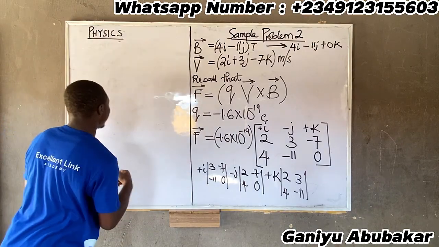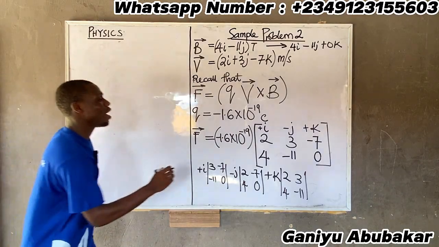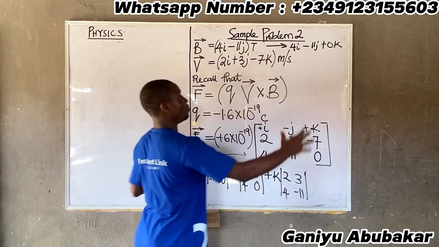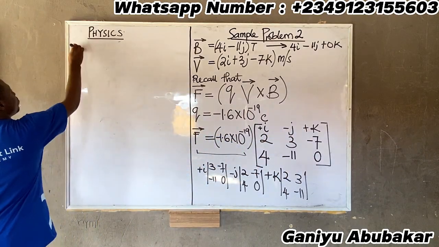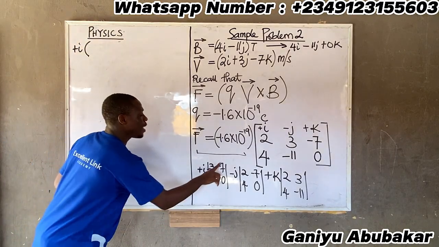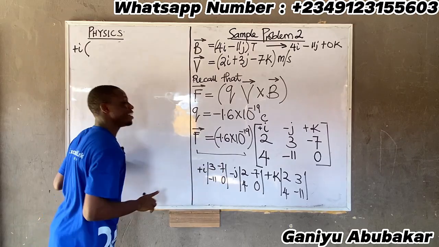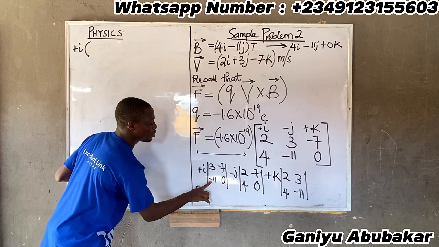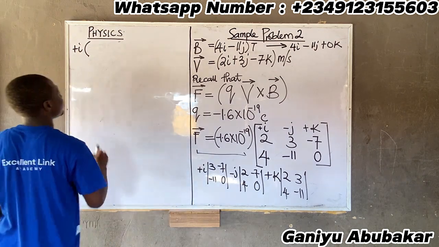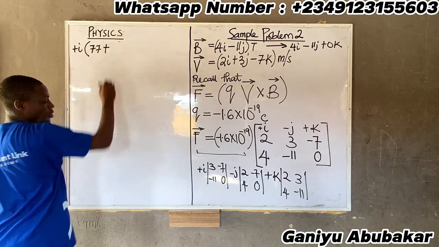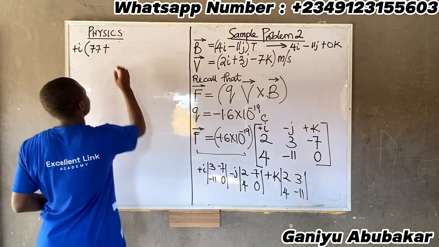So this gives you plus i, of course. Mind you, I still have these two left. I just want to break this one down because of the side of the board. So this gives you plus i into, we said, multiply your diagonal matrix together. So minus 7 times minus 11 gives you plus 77. Plus 3 times 0 gives you 0.